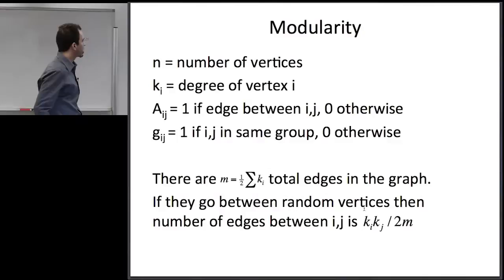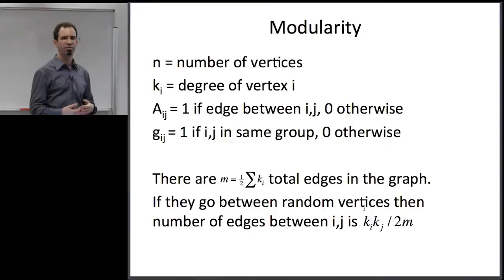Formulas. Okay, so some basic stuff. N is just the number of vertices. K, I don't know why they use K in the original paper, but K is just the degree. Everyone remember what degree is? We talked about it earlier. What's the degree of a node? Number of edges. Yeah, so it's just the number of other nodes it connects to.